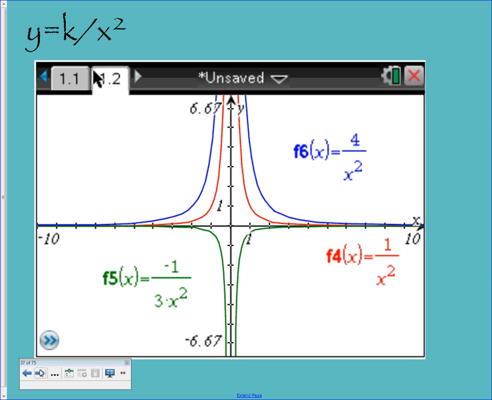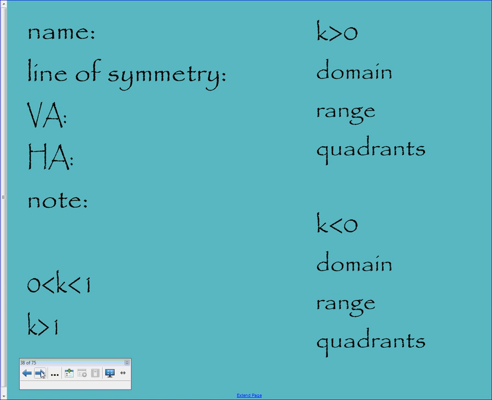Just so we have this written down, I'll do my quadrants, 1, 2, 3, 4. So those are labeled for you as well. So we can talk about the properties of these graphs. The name of it, as it's written for you, is called the inverse square curve. Nothing short and sweet here. You need inverse square curve.